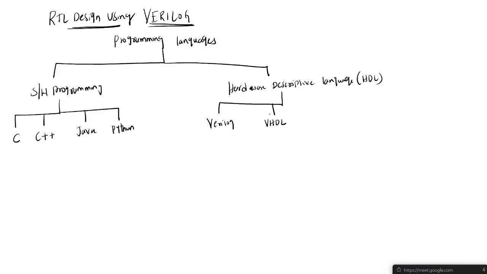So what is the full form of VHDL? Very high speed integrated circuits hardware descriptive language. And next you have System Verilog. Now my question is, what is the difference between software and hardware descriptive language?